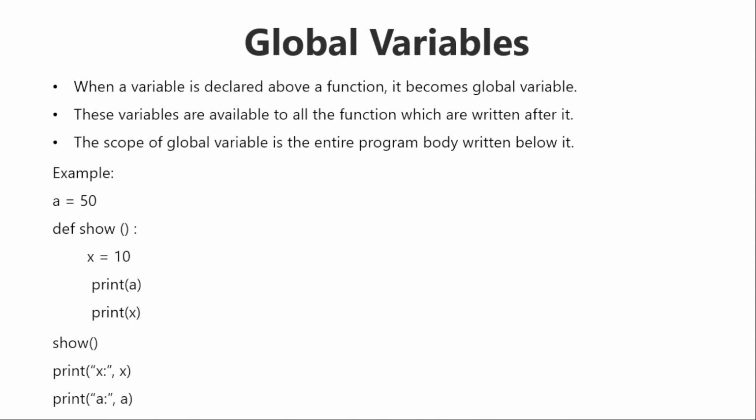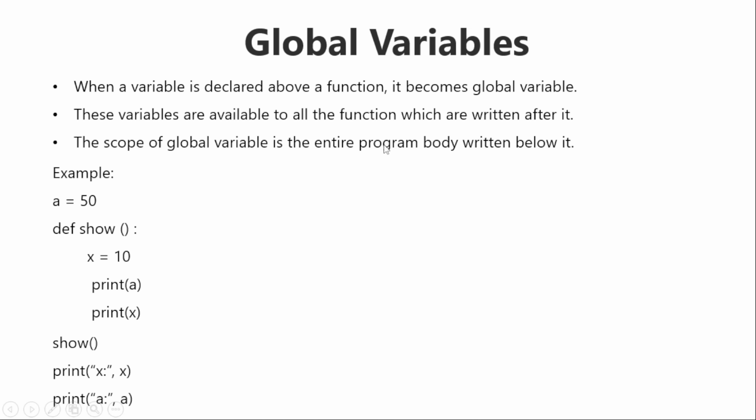For example, if we define a is equal to 50 and we create a function def show, and we have created a local variable x is equal to 10, we can access both the global variable and the local variable inside the function. When we call this function, we will get an output of print a and print x. With the help of a global variable, we can access its value outside the function, but we cannot access the local variable outside the function.